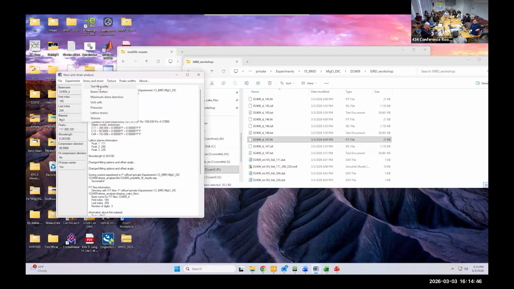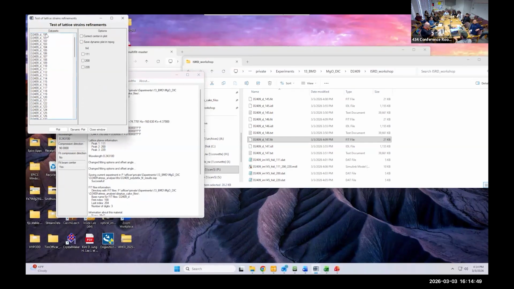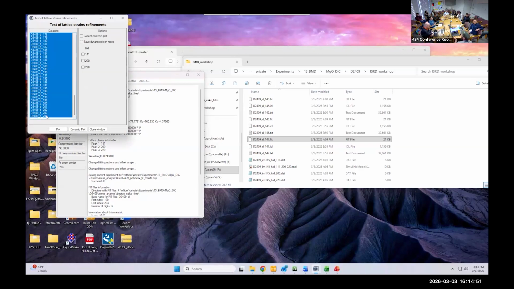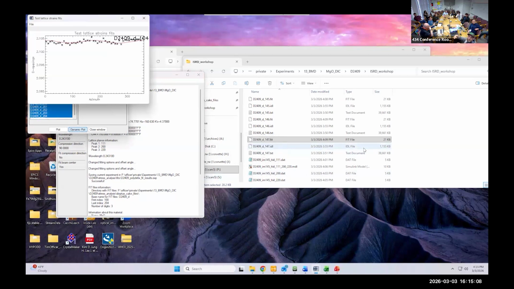So if we go to stress and strain and test the fit quality, this is going to run a movie through it, and we're going to see how well we fit our cake. This was the one that we had the best data on. We'll correct for the center, and then we'll run our dynamic plot. At the start, we have very little stress, and as we deform it, we build up some stress. You can see that the fit is not great, especially at the high angles, but it's reasonable.